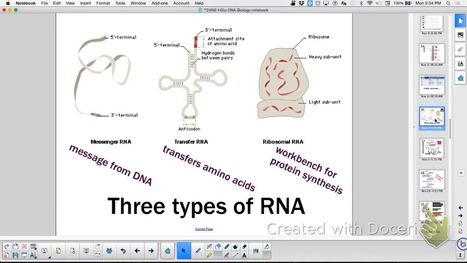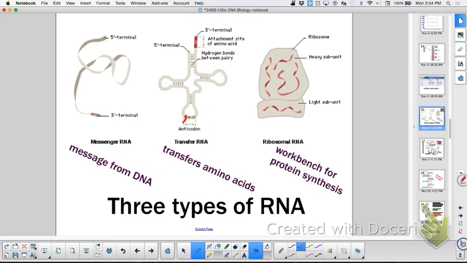Okay? You also transcribe transfer RNA. Transfer RNA has a job to transfer something. What will it transfer? Amino acid to where? The ribosome, the workbench. It'll know where to land based on the mRNA. Because the anticodon is located on the tRNA, which you can see right here in this image.